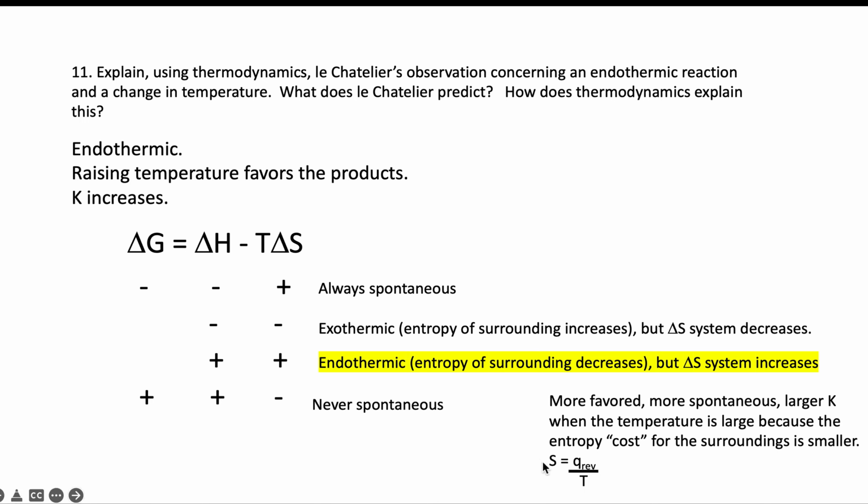Our entropy is defined as the heat transferred reversibly over the temperature, and if the temperature here is larger and larger for the same amount of heat being transferred, the entropy change is less. And since we're looking at the overall entropy change, if it is an endothermic process, we find that it is more favored when the temperature is higher.